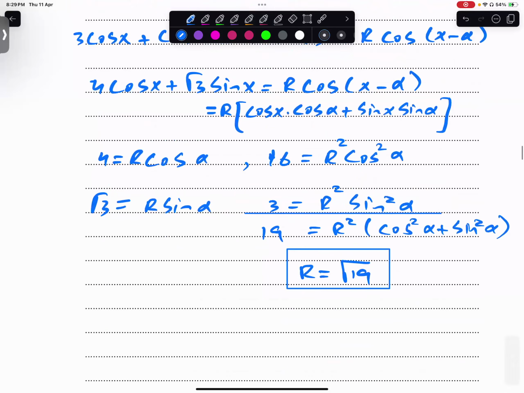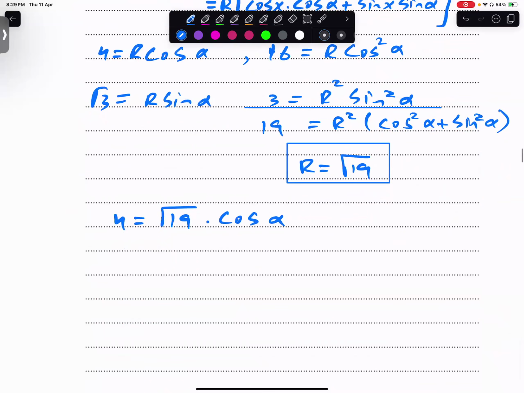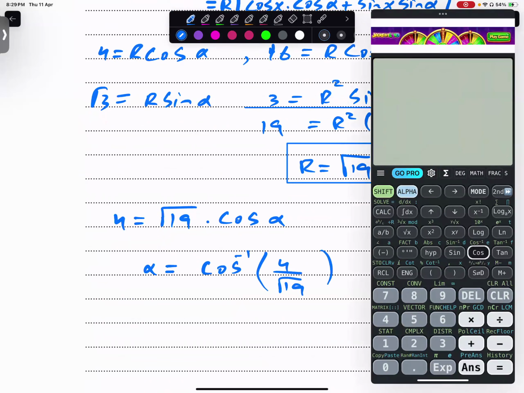Now the value of alpha is required up to 2 decimal places. There are multiple ways to find the value of alpha. I'm going to find it from the first equation: 4 is equal to r cos alpha, where r is root 19. So alpha will be cos inverse of 4 over root 19. So shift cos inverse of 4 divided by root 19. So alpha is equal to 23.41 degrees.